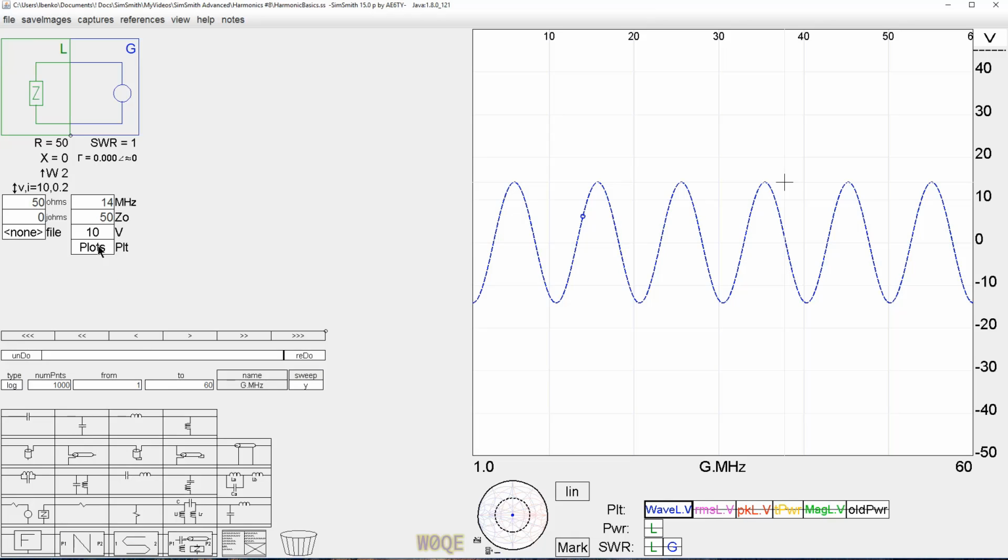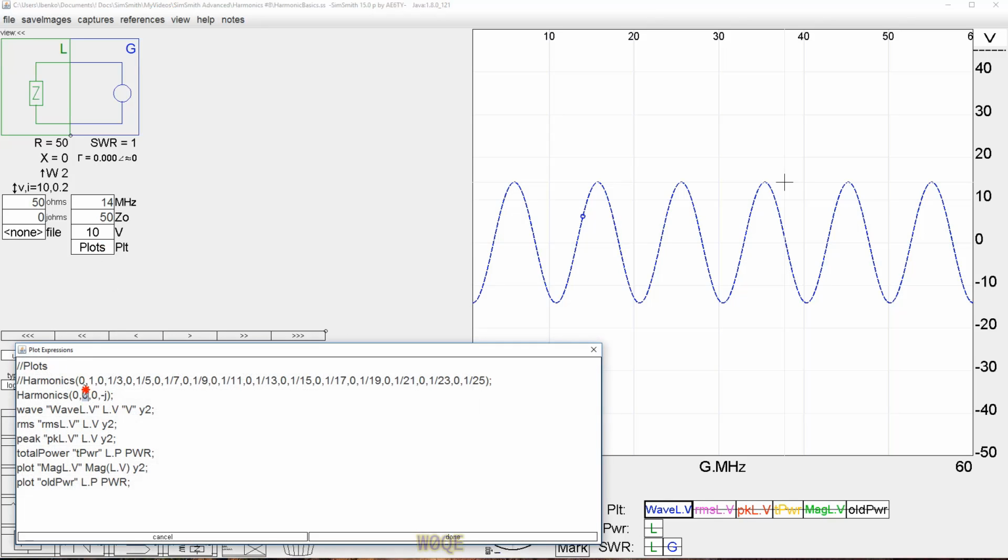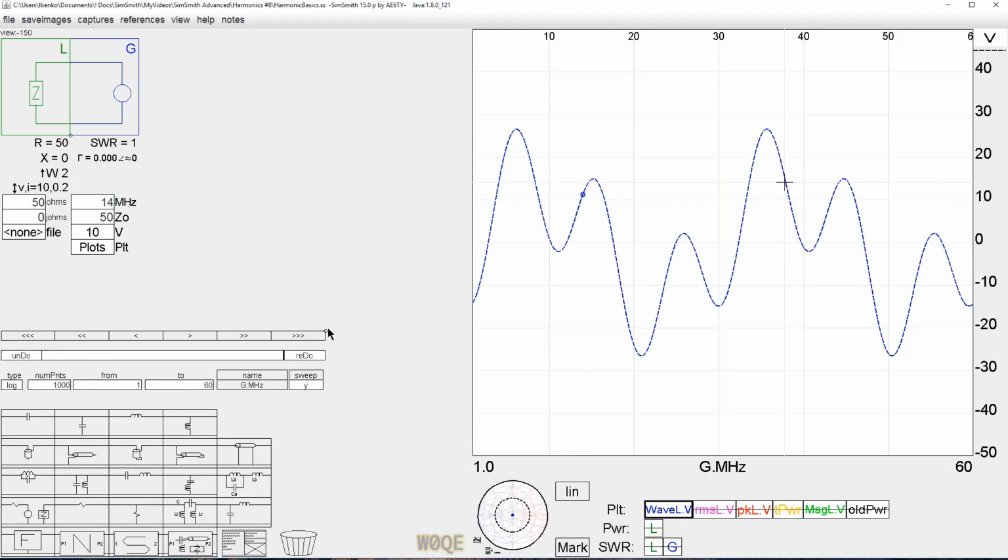Now, if we combine that with our fundamental frequency, we have a fundamental which is a magnitude 1 at 0 degrees. We have a third harmonic which is a magnitude 1 at -90 degrees, and that's the resulting waveform.